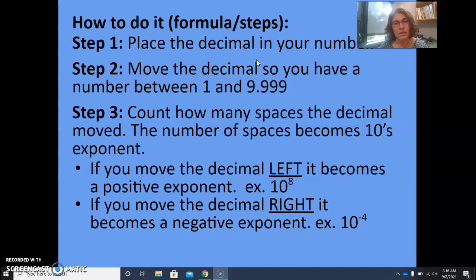Second step is you want to move the decimal so you have a number between 1 and 9.9999999. Then the third step is you count how many spaces the decimal moved. The number of spaces the decimal moves becomes your tens exponent. If, when you're moving the decimal, you are moving it to the left, so you're starting with a really large value, then that exponent is going to be positive. If you moved the decimal to the right in order to get it in the right position for step number 2, you started with a number that is smaller than 1. In that case, your exponent is going to be negative.